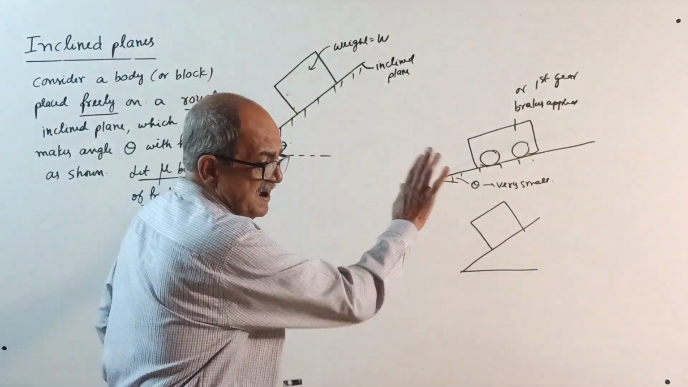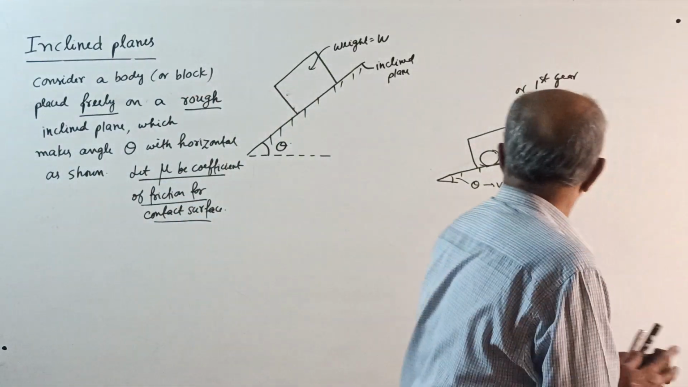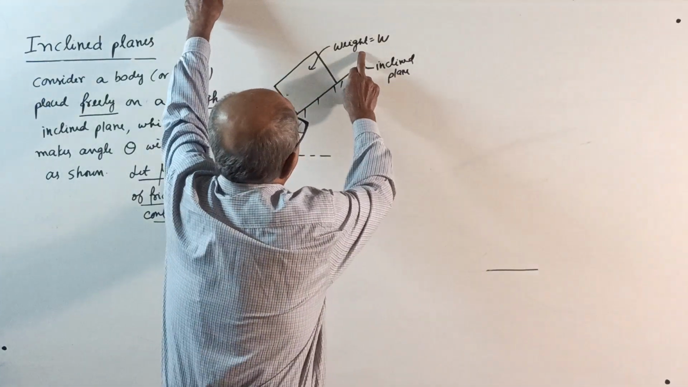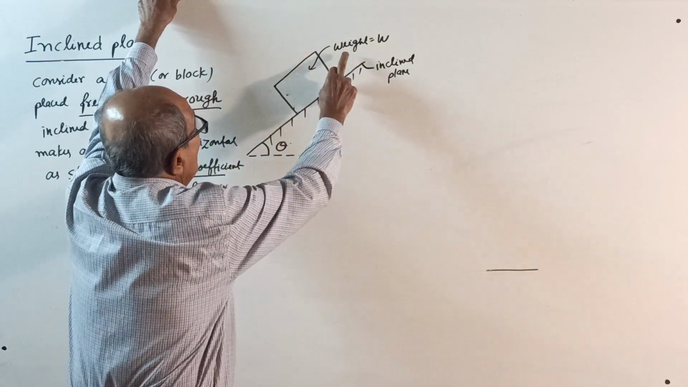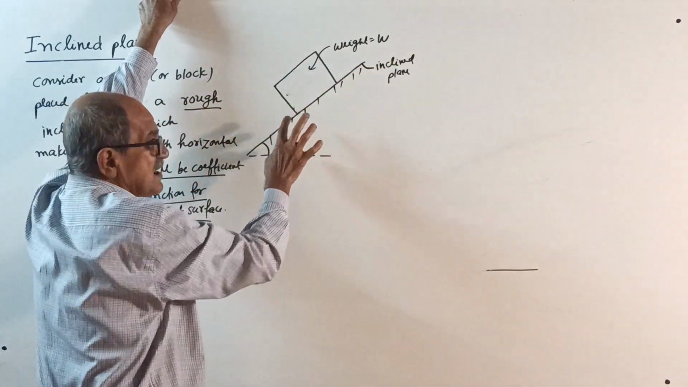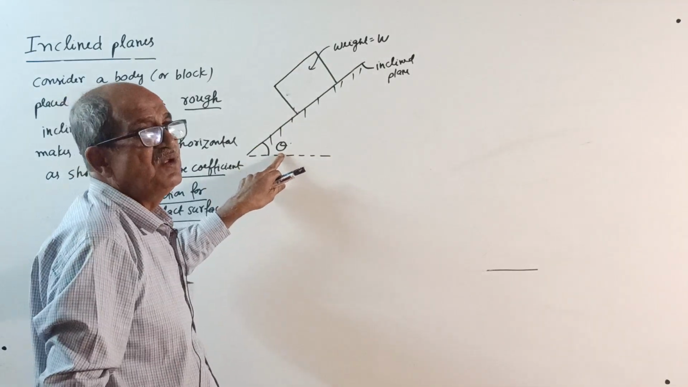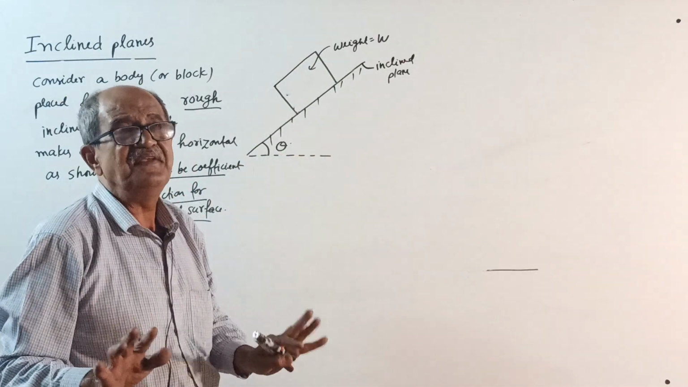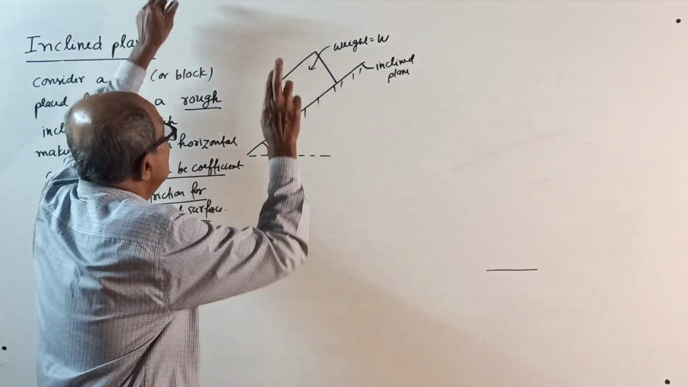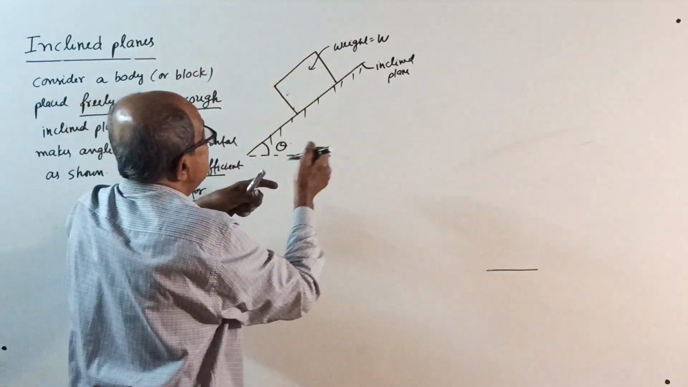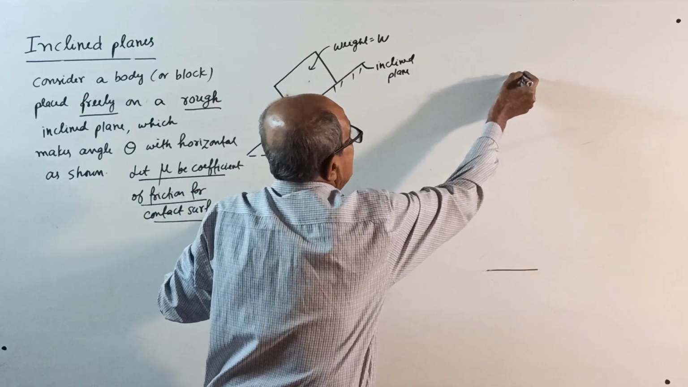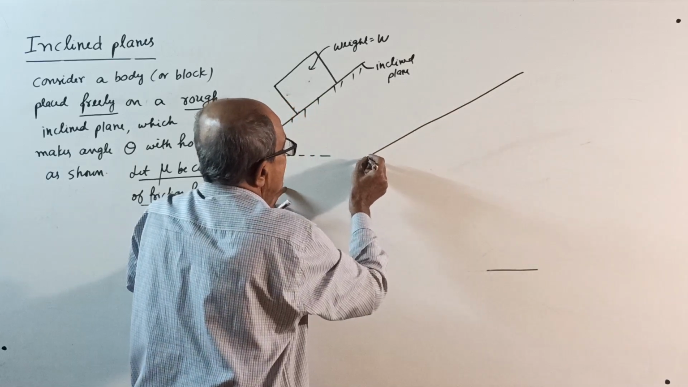So now forget it. What we are discussing is a block, or body, of weight W placed on an inclined plane at angle theta. Don't worry about how much the angle is. It is anything above 0 but within 90 degrees, at angle theta with the horizontal. Now, see correctly what will happen. This is the inclined plane. This is theta.